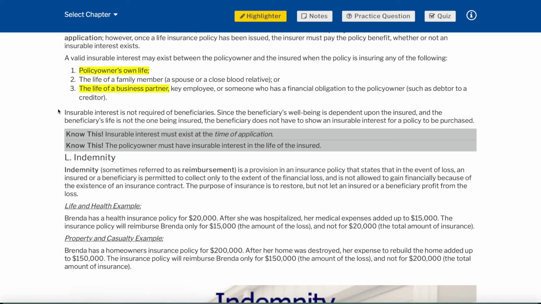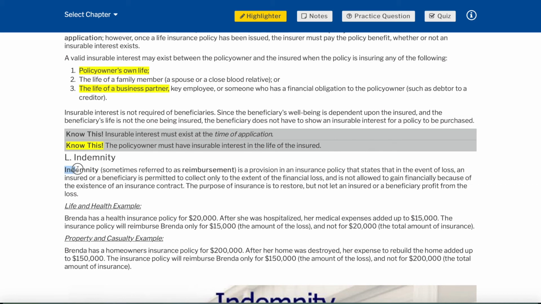Insurable interest is not required of beneficiaries, since the beneficiary's well-being is dependent upon the insured, and the beneficiary's life is not the one being insured. The beneficiary does not have to show an insurable interest for a policy to be purchased. Know this. Insurable interest must exist at the time of application. Know this. The policy owner must have insurable interest in the life of the insured.